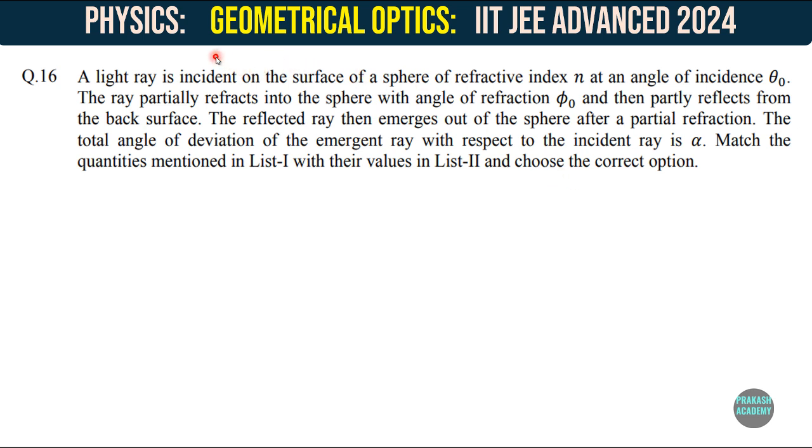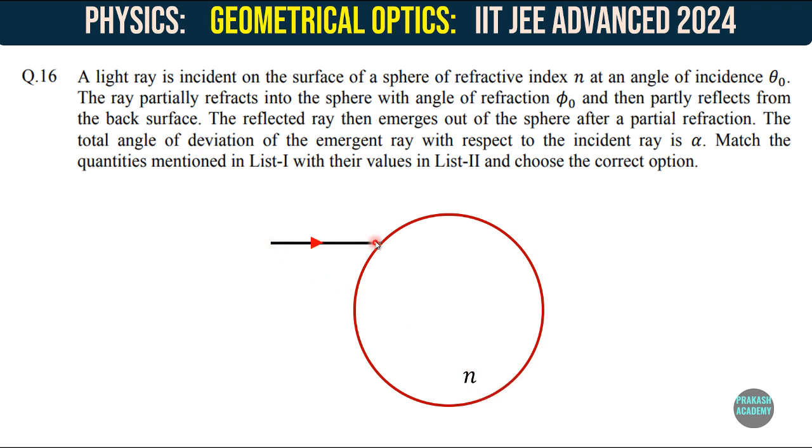This problem is related to the concept of geometrical optics, and in this problem you have been given a sphere. The refractive index of this sphere is n. A light ray is incident on this sphere at this point. This is the normal on this surface, that is, this line passes through the center. The angle of incidence is given, that is, this angle is theta naught.